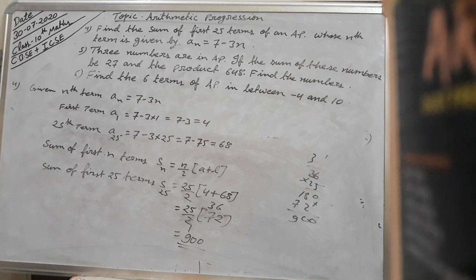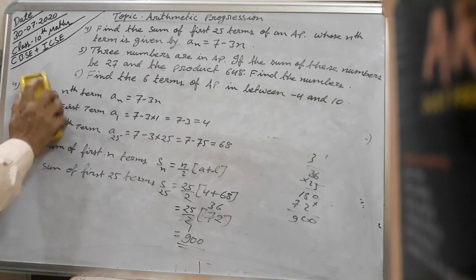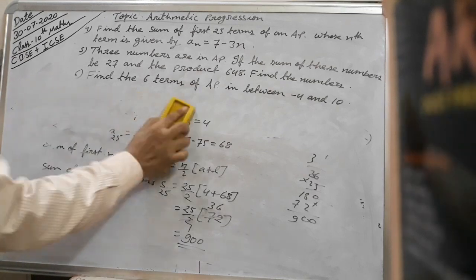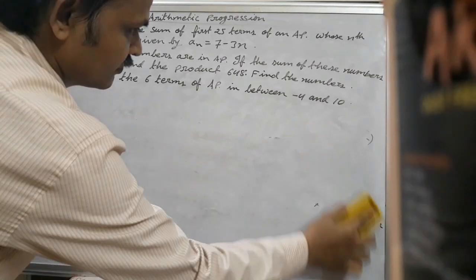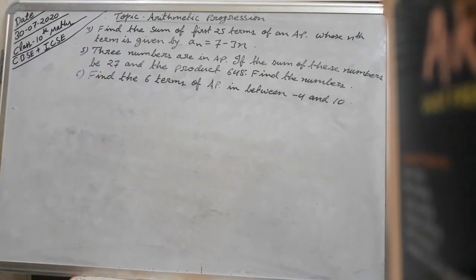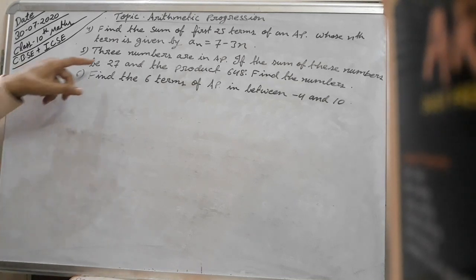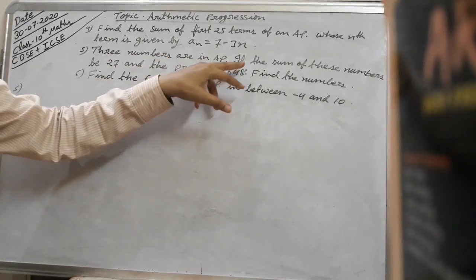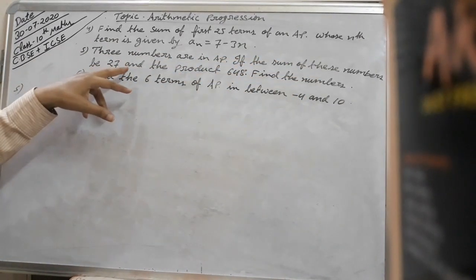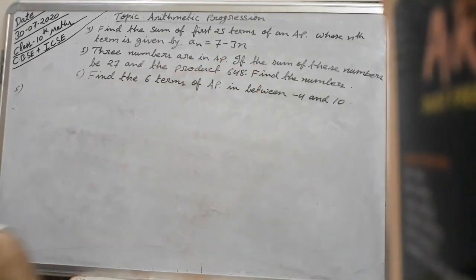And next question, the fifth one. What is that? Fifth question. 3 numbers are in AP. If the sum of these numbers be 27 and the product 648, find the numbers.